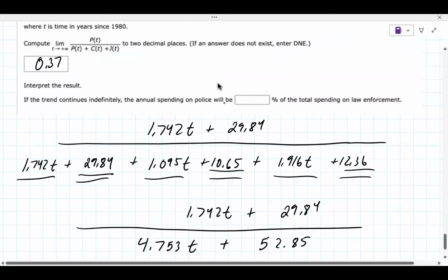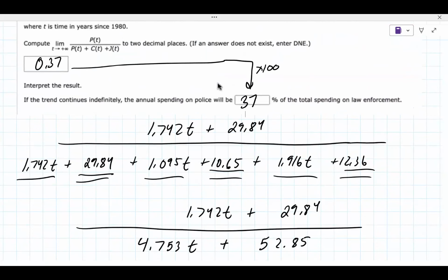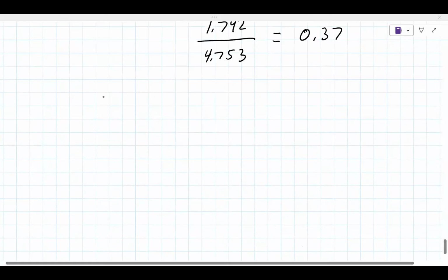And then it says, okay, if the trend continues indefinitely, will be blank percent. So notice it's converting it to a percent. So this time you have to multiply by 100, which is just 37%. Okay, that's pretty simple. Okay. 14, yeah.